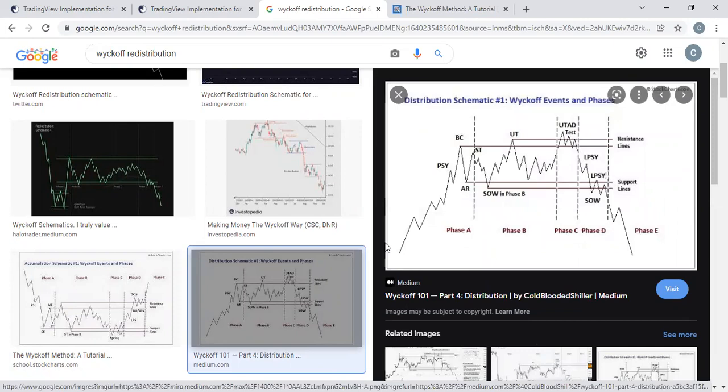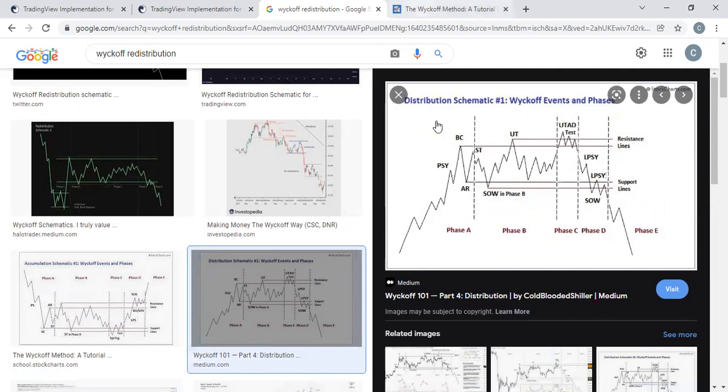You can see after an uptrend, you want to see this pattern form: this PSY, your BC, your ST, your AUT, your UTAD, as well as after distribution, your test, your LPS, and then your sign of weakness. So this is basically what you want to see.